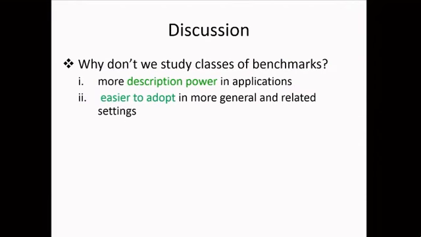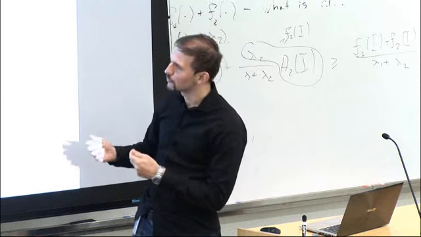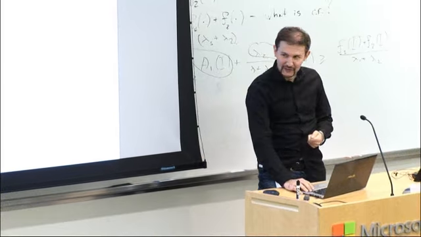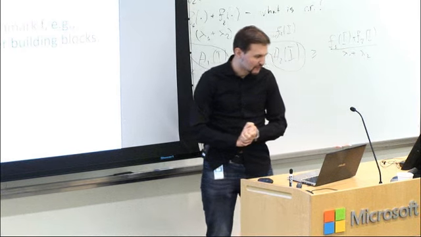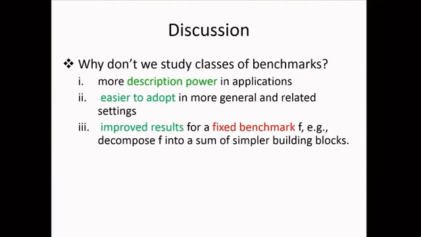Another thing is of a more theoretical nature. Imagine that you want to do this kind of reduction. You study a simple setting, but you want to use these results for another more general or related one. Then it's easier to adopt if you have these general results. And actually, that was already a good example for this offline and online business. Okay, I should stop very soon. And also, last but not least, it's very helpful even for improving results, because even if you care about a very particular problem, a very particular benchmark, maybe you can decompose it and get better results.